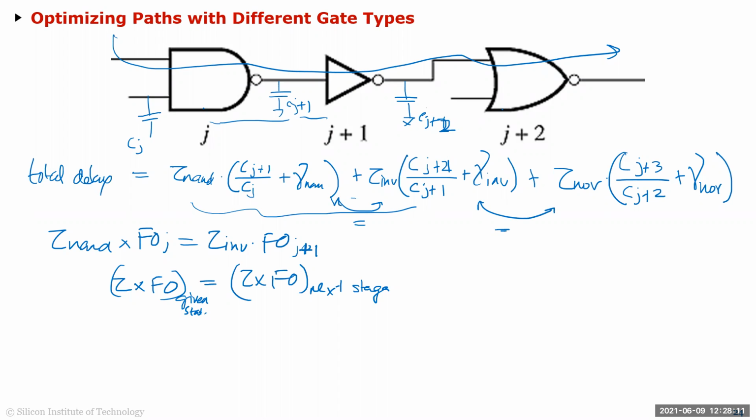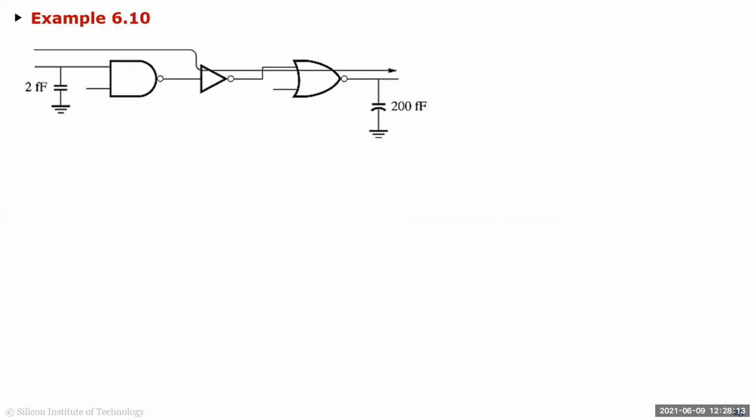So in other words, you want to make the delay times the fan out, let's neglect the parasitic for right now, equal to the next stage delay times the fan out. If you do that, then you'll get minimum delay in that path.